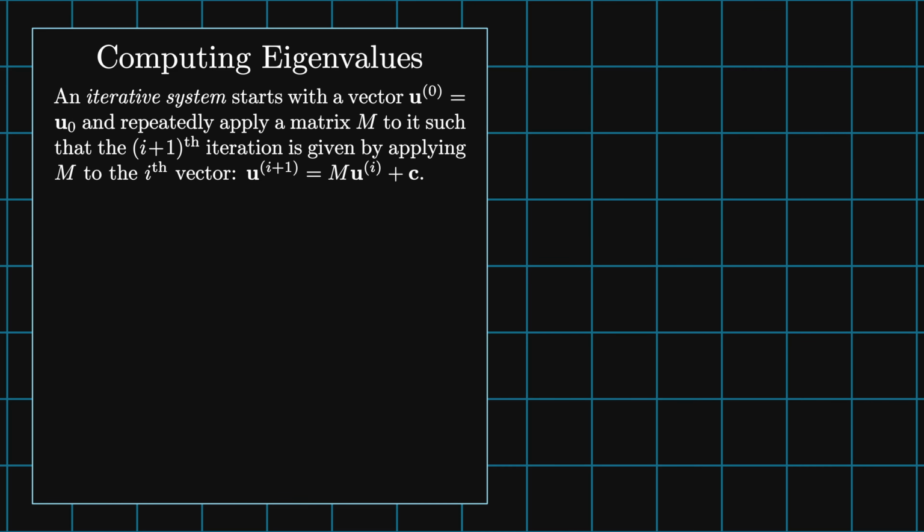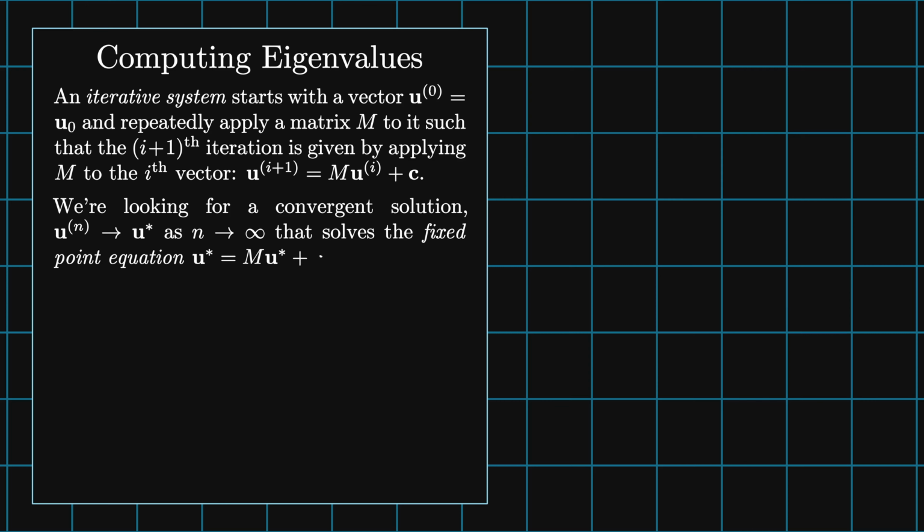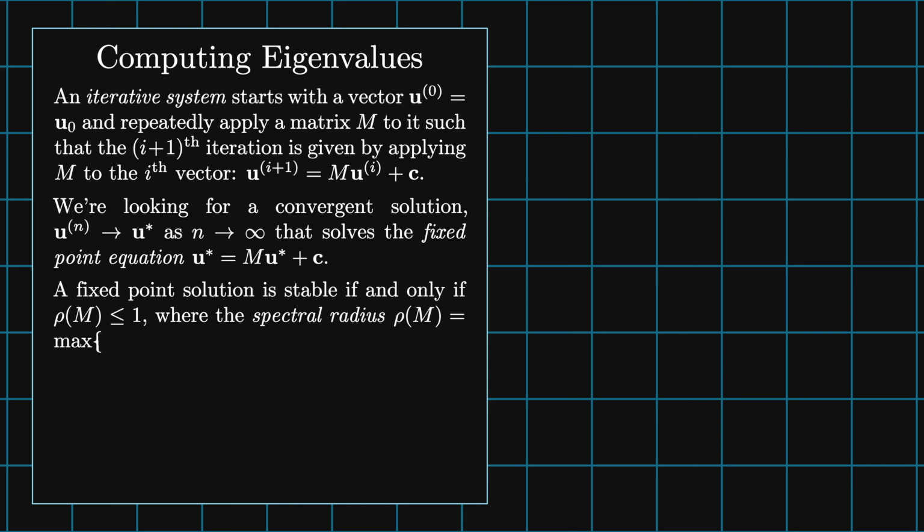The goal of a system like this is to find a convergent solution such that u_n approaches some steady state u star as n goes to infinity. u star is the solution to the fixed point equation, u star equals m u star plus c. A fixed point solution is stable if and only if the spectral radius rho of m is less than or equal to 1, where the spectral radius is the maximum of the absolute value of all the eigenvalues of m.